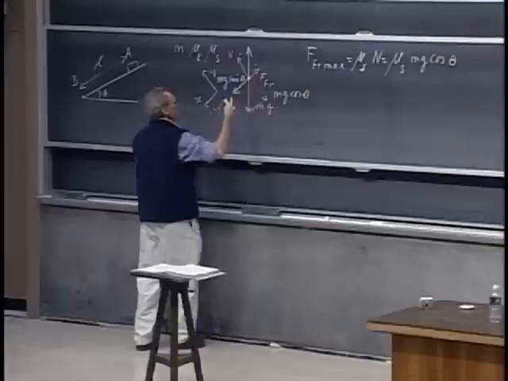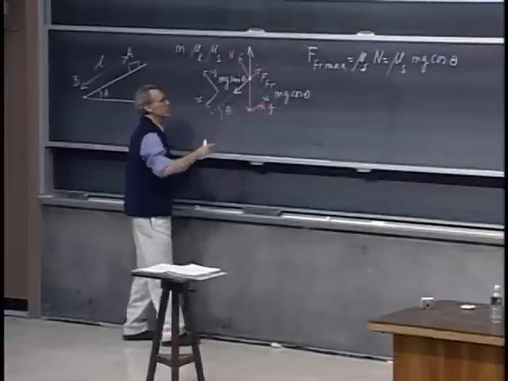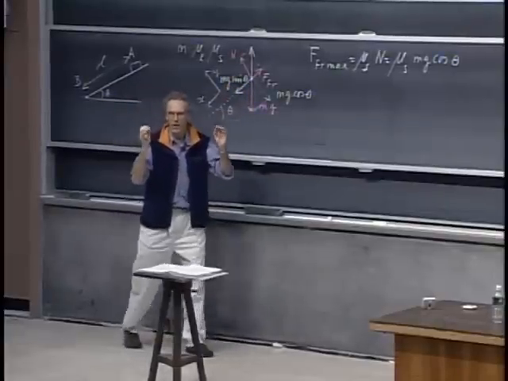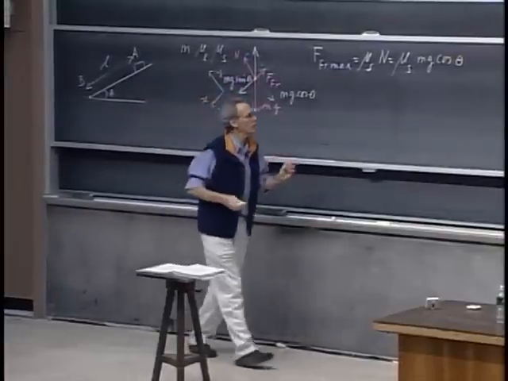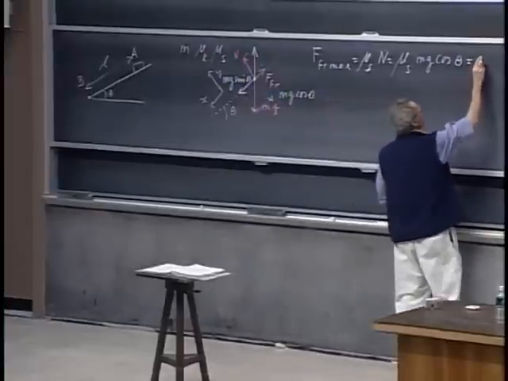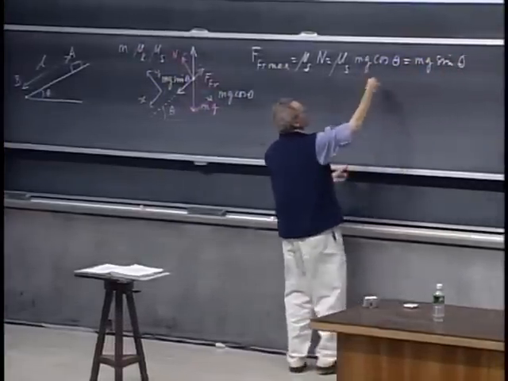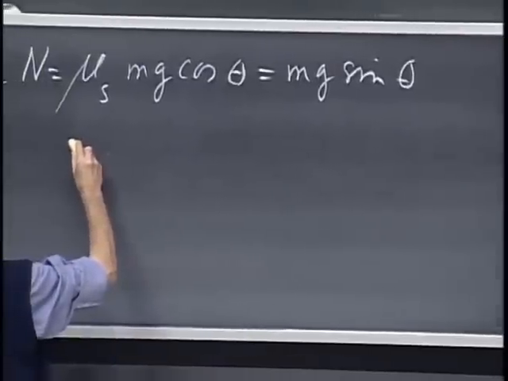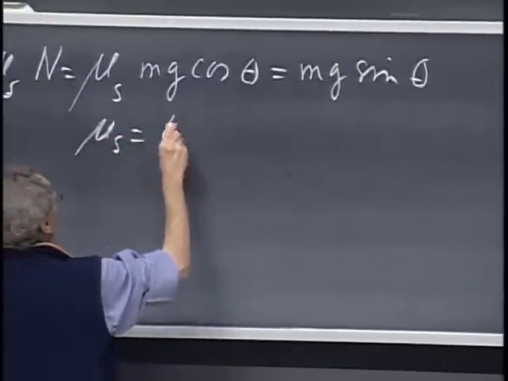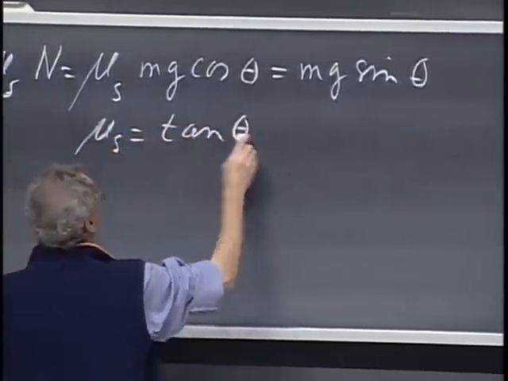And when will that happen? When the frictional force and mg sine theta are exactly equal. If I go then one hair further, it will start to slide. And so that's the case when this equals mg sine theta. And so you lose your mg, and you find that mu s equals tangent theta. That's when it will happen.